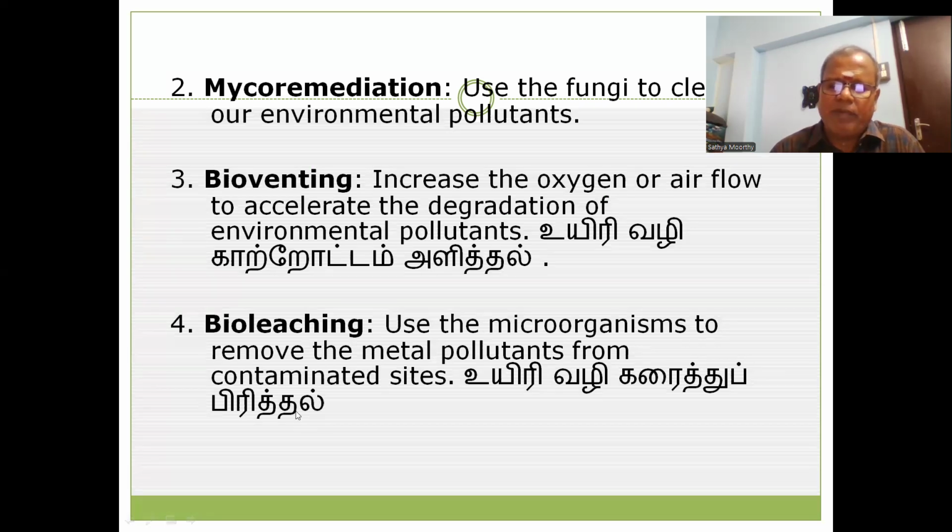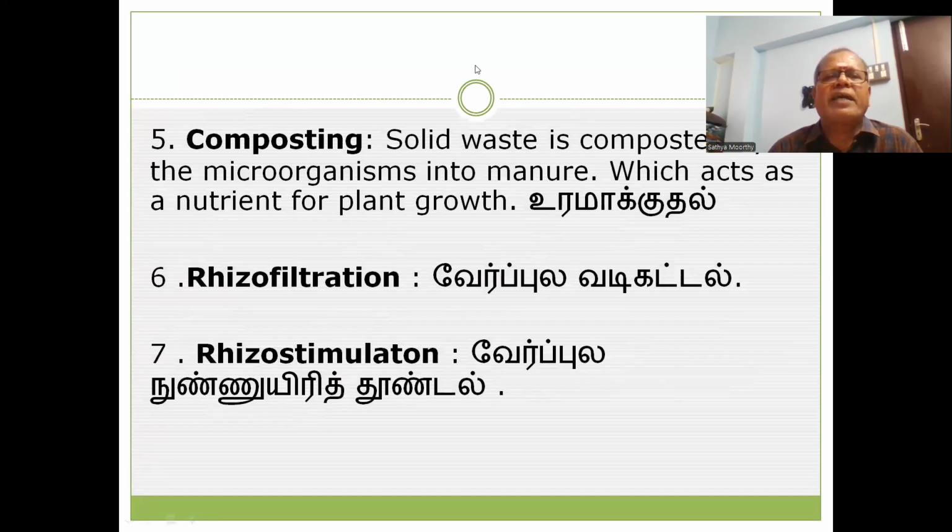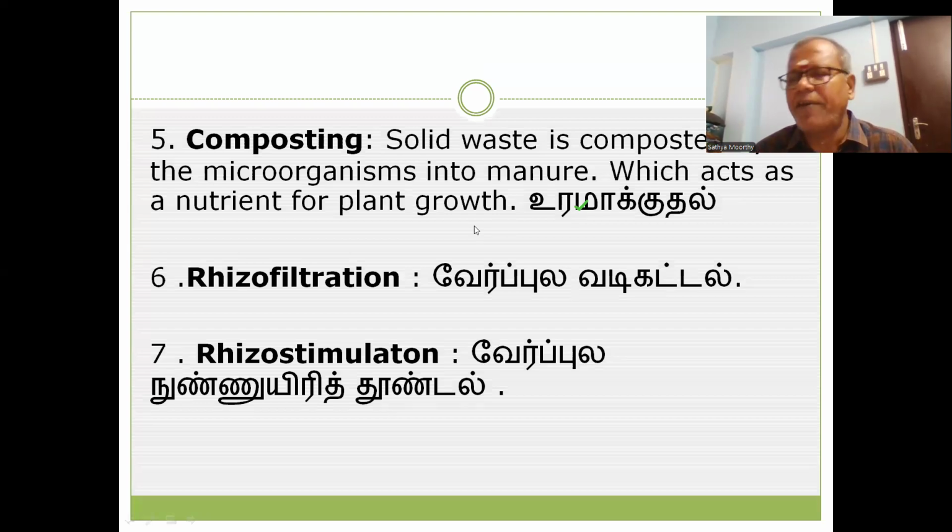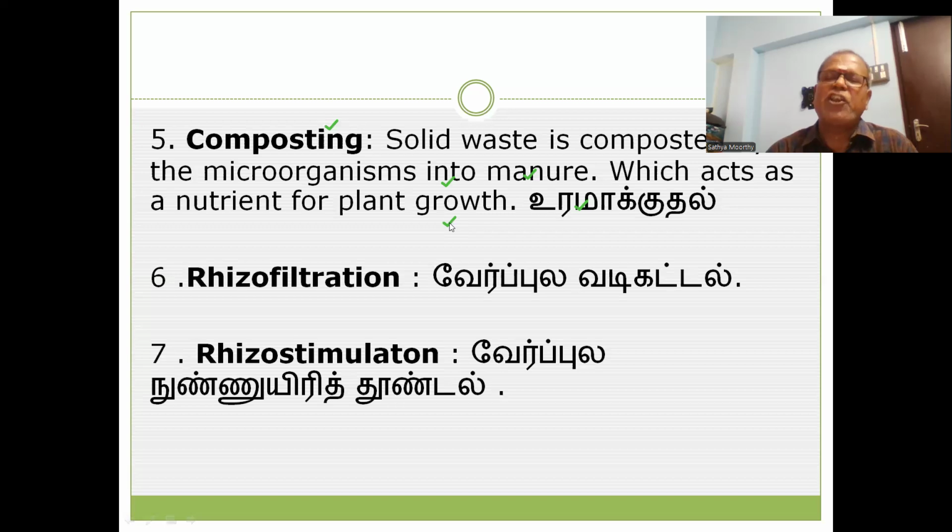Other three types are also mentioned in your book. Composting. Decomposers give us fertilizers. Fungi and bacteria are very good examples for decomposers. The decomposers are saprophytic organisms, which have the ability to convert dead organic matter into inorganic substances. So solid waste is composted by the microorganism into manure. This is said to be composting. The compost helps in the growth of plants because it is rich in nutrients.